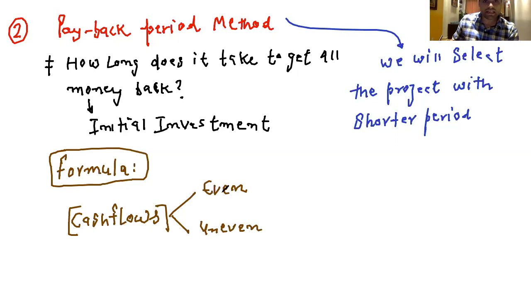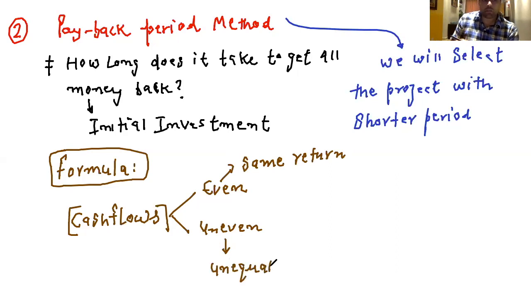Now, what does it mean, even and uneven cash flows? Even cash flows means you receive the same return. Another example is an annuity, same cash flows. Let's say every year $1,000. So first year 1,000, second year 1,000, third year 1,000. This is an example of even cash flows. Even means the same return, same cash inflows. Uneven means unequal cash flows.